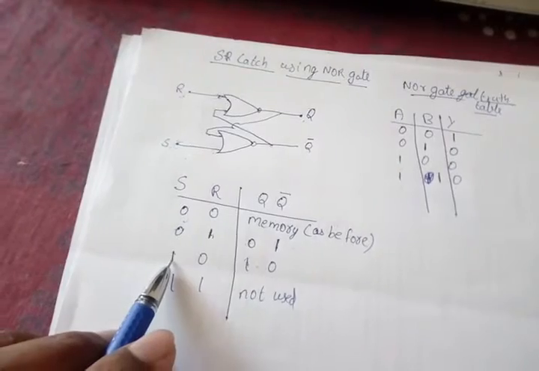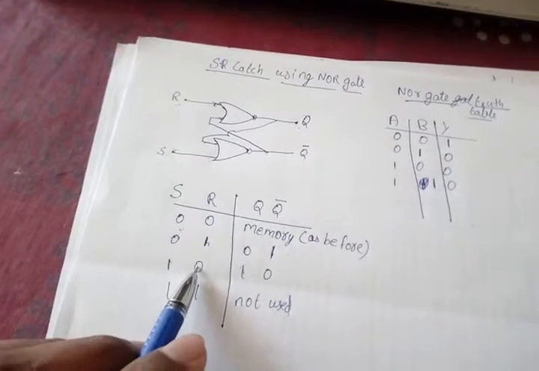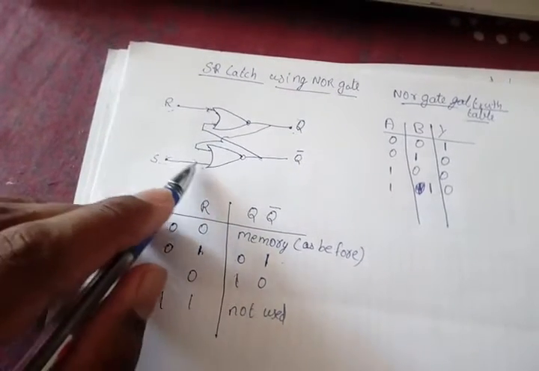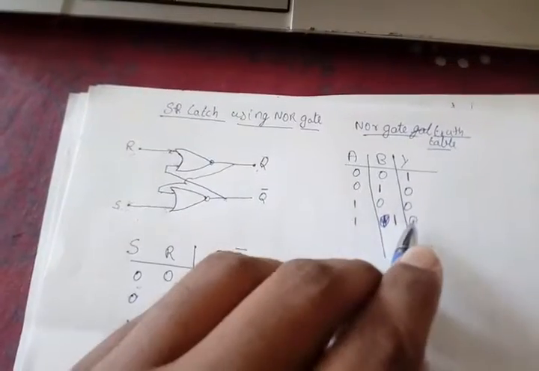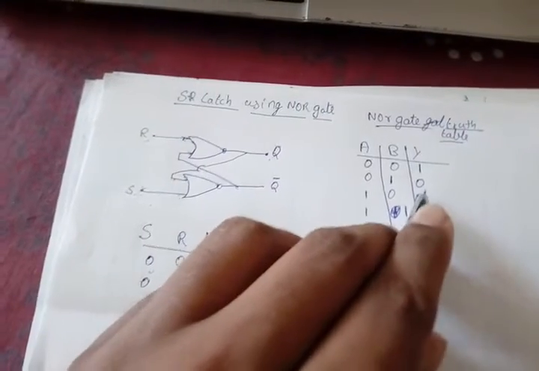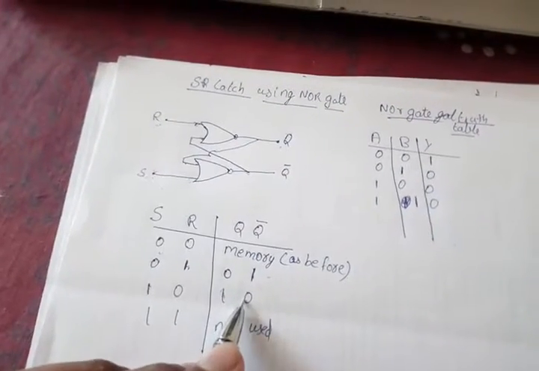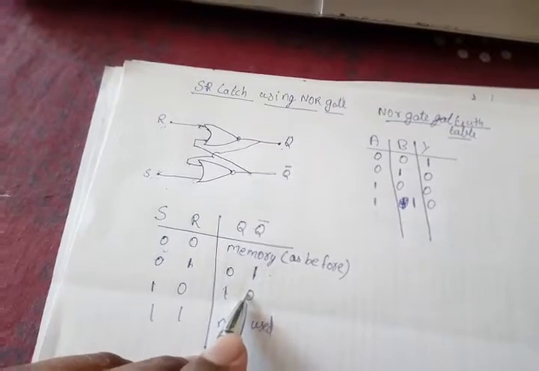Next is S equal to 1 and R equal to 0. Here when S is 1, here it will be 1. Then we don't have to look at the other input. The output will be 0. Thus Q bar is 0. Here Q bar is 0.